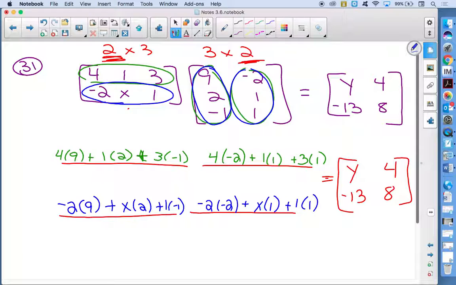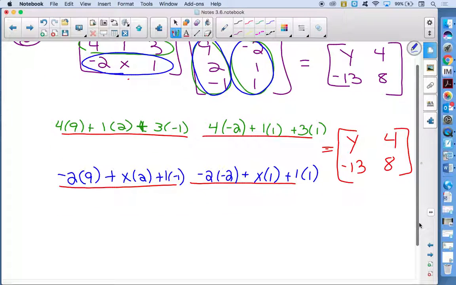Any questions there? So across and down. The numbers get paired together that are in the same position. So if it's in the second spot of the row, I need to be in the second spot of the column. So now we need to kind of do a little bit of simplifying here, combine these numbers together.